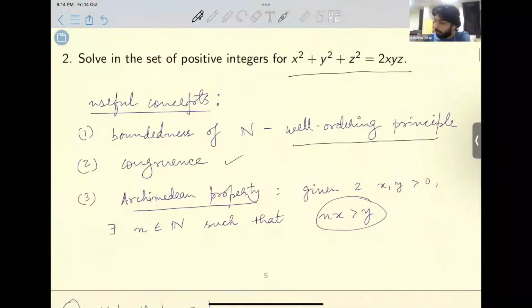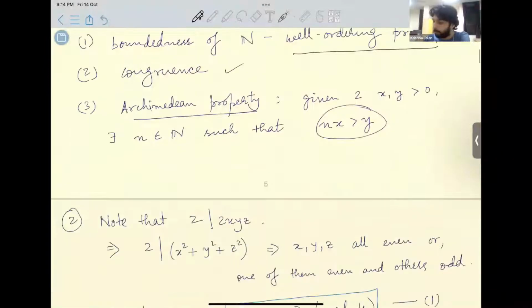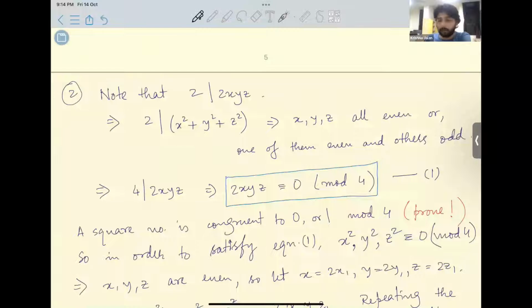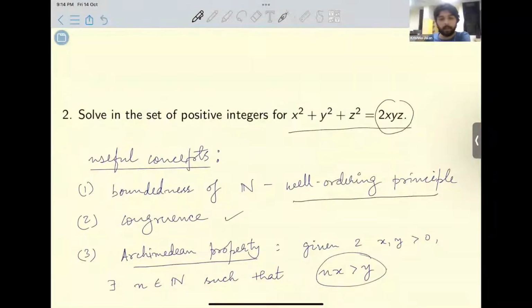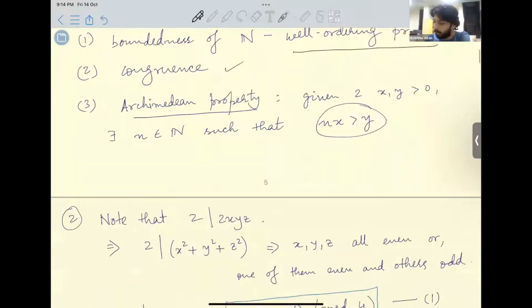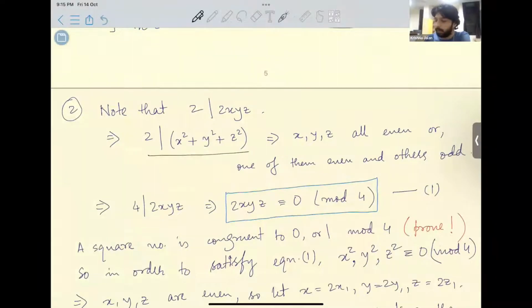So what was the right hand side? We note that the right hand side is 2xyz. Clearly, it's an even number. I don't care what xyz is, because there is a factor of 2, it has to be an even number. So 2 divides 2xyz. If the right hand side is divisible by 2, the left hand side should naturally be divisible by 2, since it's an equality. So I have 2 divides x square plus y square plus z square.